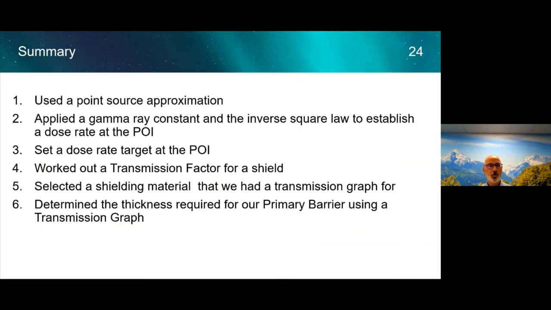So we've used a point source approximation. We've applied a gamma ray constant, which we selected from the standard. And we've obviously used the inverse square law to work out the dose rate at our position of interest. We've set a target dose rate so that we can then work out a transmission factor for the shield. We've selected a shielding material of choice. We could have selected uranium, or we could have chosen iron for that particular graph that I picked up. And then we've used that to determine the thickness of our primary barrier using the transmission graph. That's just a quick summary of what we've done so far.